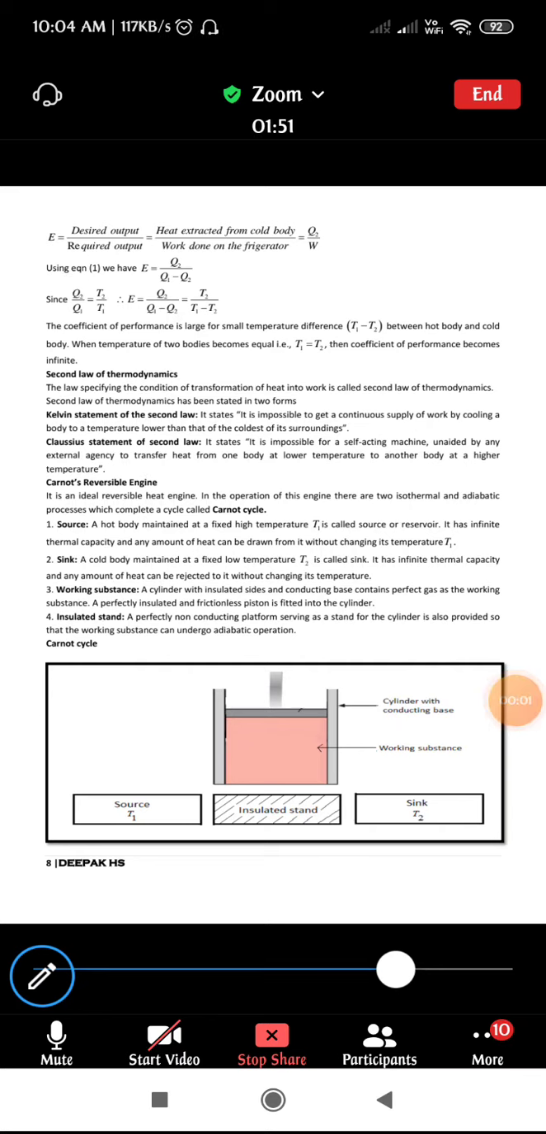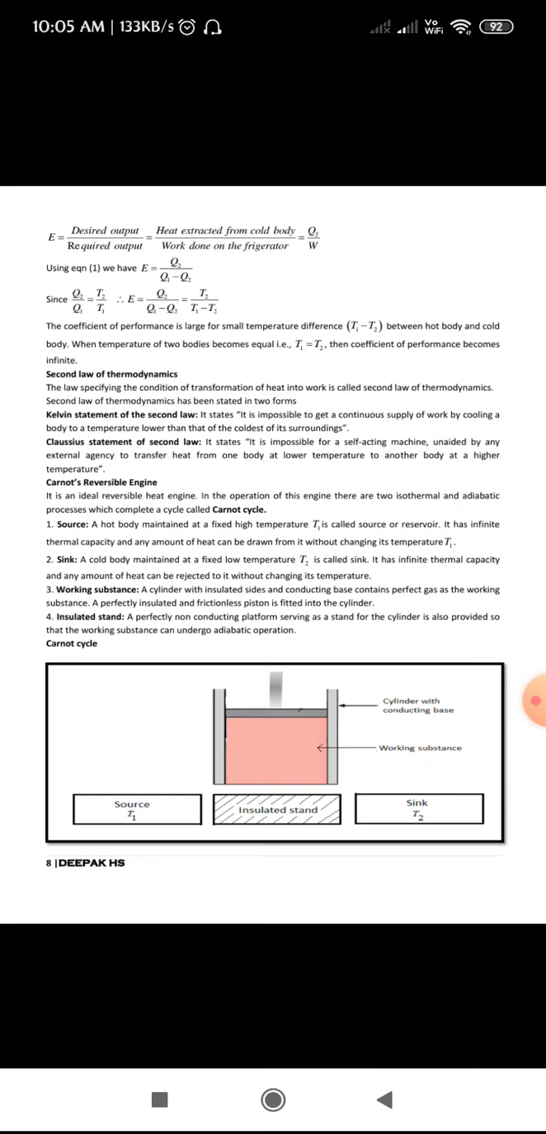All right. So now we are just going to discuss the last topic of this chapter. That is Carnot's reversible engine. So see here, Carnot's reversible engine. It's an ideal reversible engine.